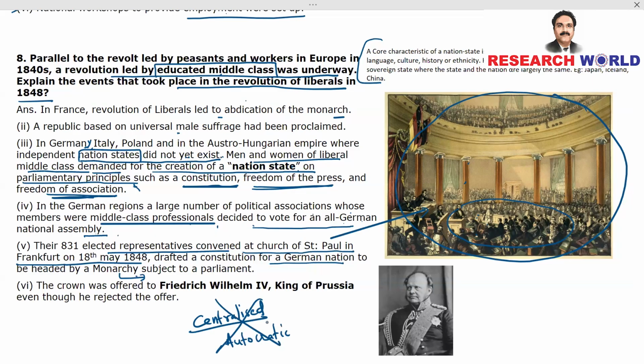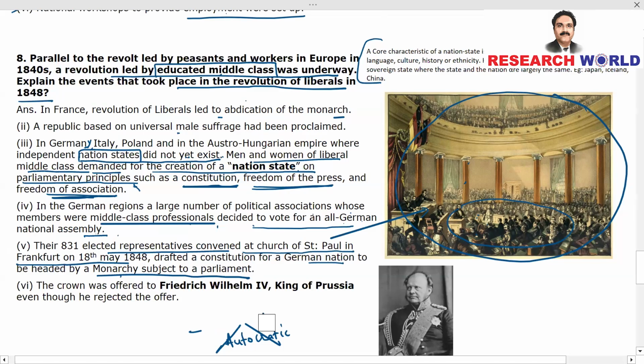Now, this should not be the case. There can be a monarch heading the government, but the monarch should obey the decisions taken by the elected representatives, and they form the parliament. Okay. So, headed by a monarchy subject to a parliament. Now, the crown was offered. This crown of being a monarch was offered to Frederick William IV.